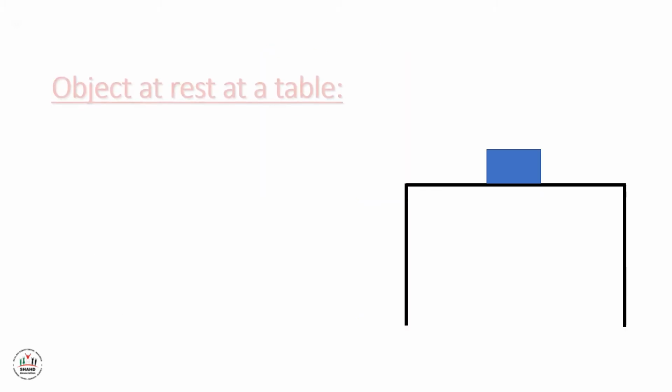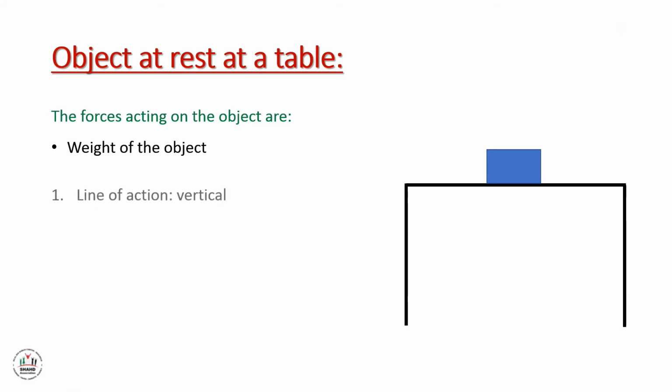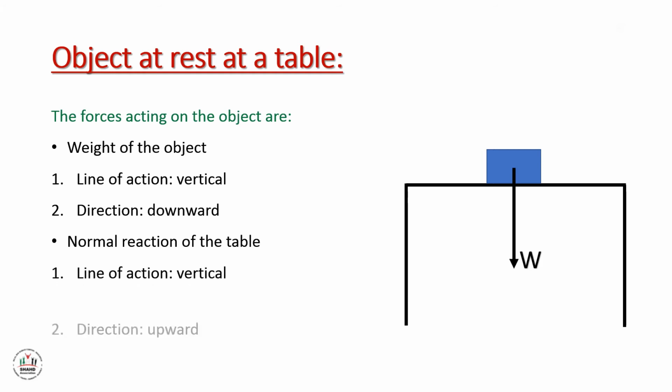Let's take the following example. Suppose that this object is at rest on a table. This object is under the impact of two forces. The first one is called the weight of the object. The line of action of this force is vertical. Its direction is downward. The other force is called the normal reaction of the table. The line of action is vertical and the direction of the normal is upward.